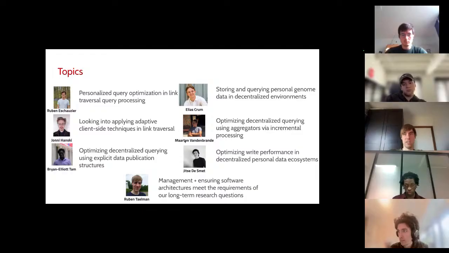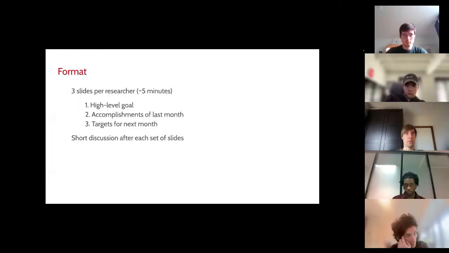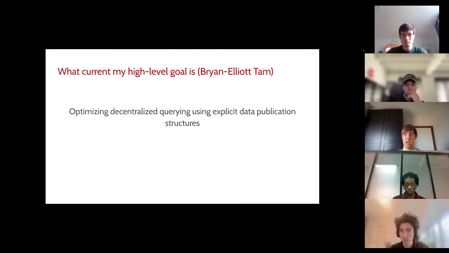So these are still the same people working on this topic. The format is still the same: 3 slides per researcher, aiming at around 5 minutes in total. First we present the high-level goal, then accomplishments of the last month and targets for the next month, and then a short discussion. So that's the format. The first person who can talk is Brian.